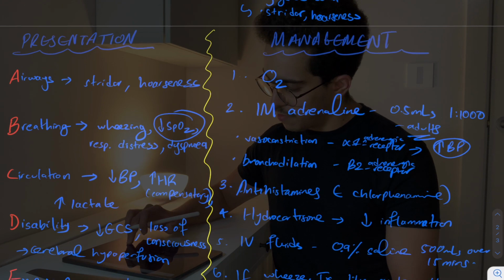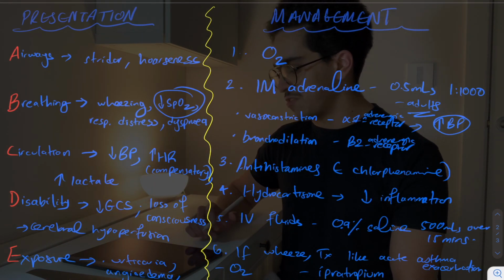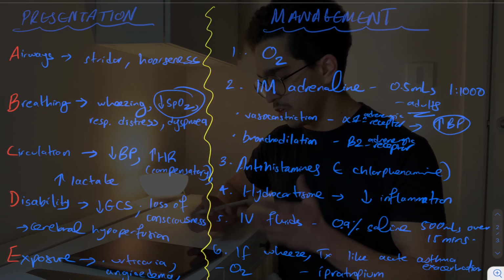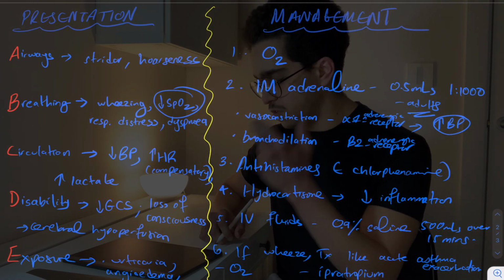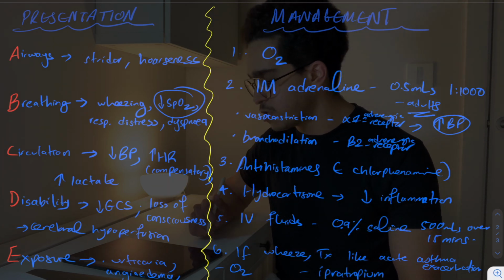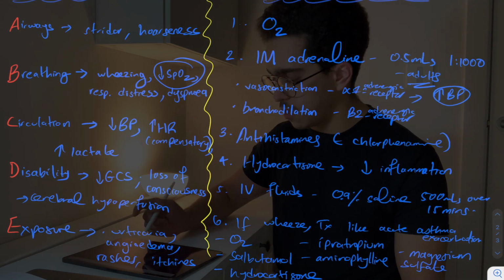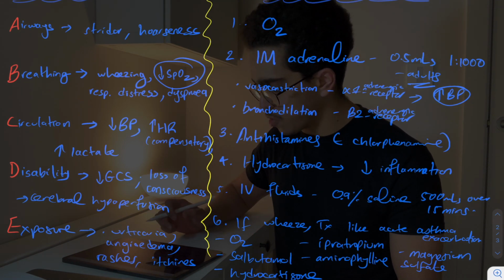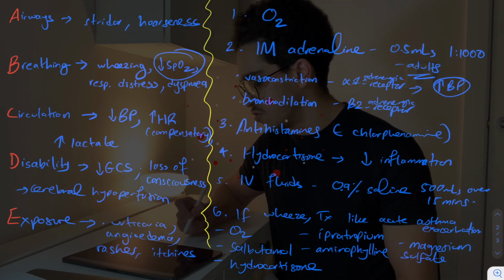So, for managing and saving the life of a patient who is suffering from an anaphylactic shock, you give them oxygen and intramuscular adrenaline. Don't forget the dose for adults, 0.5 mils, 1 in 1,000. You give them antihistamines, hydrocortisone, IV fluids, and if they have a wheeze, you give them these drugs over here.